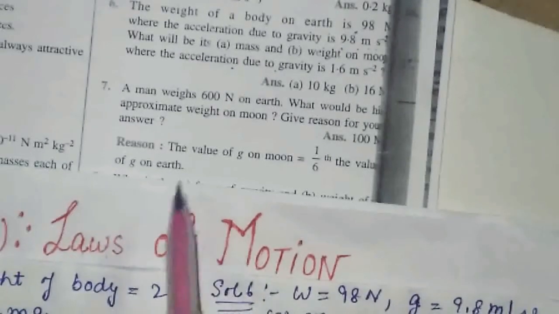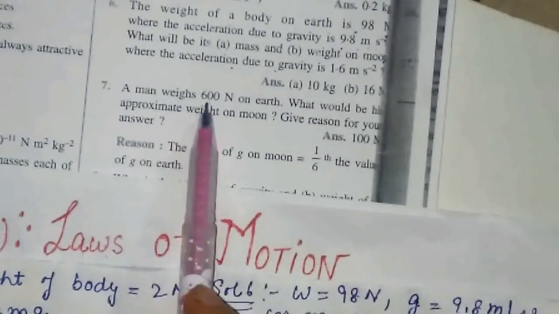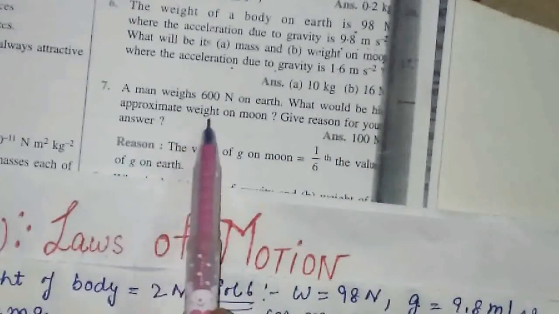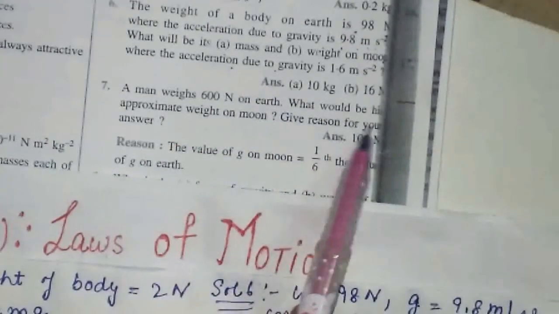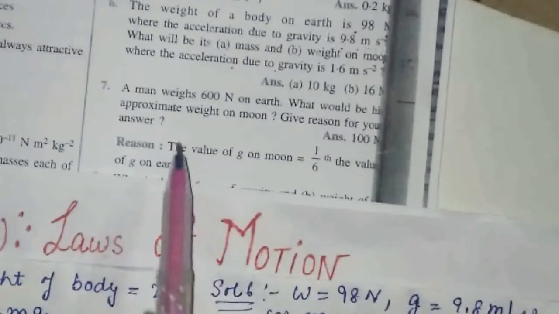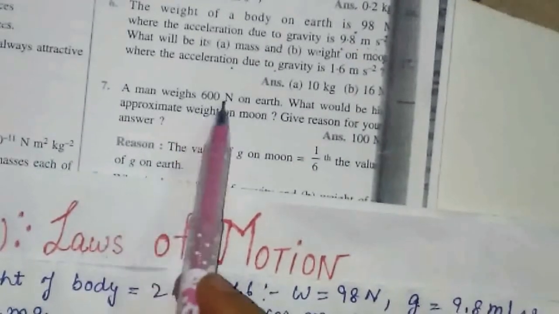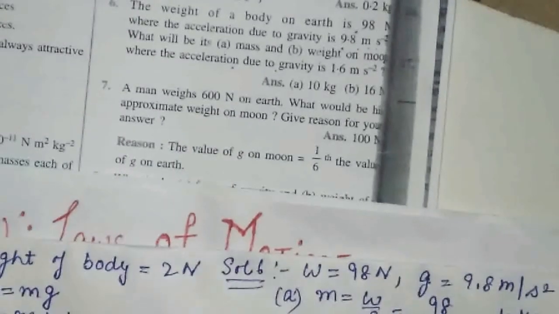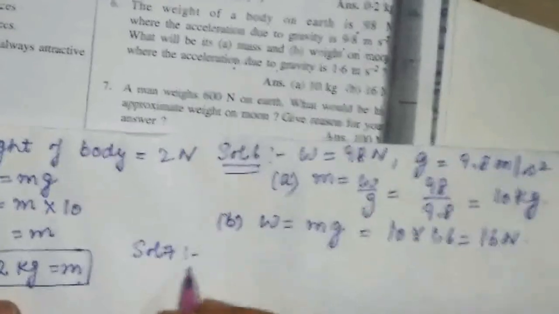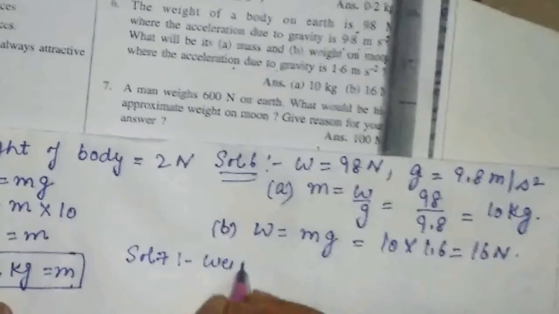Now the seventh is, a man weighs 600 Newton on earth. What would be his approximate weight on moon? Give reason for your answer. So student, we are given with weight of man on earth, that is 600 Newton. Solution of seventh.